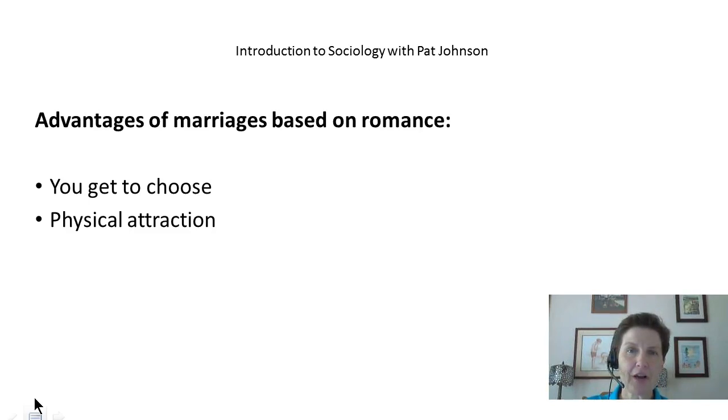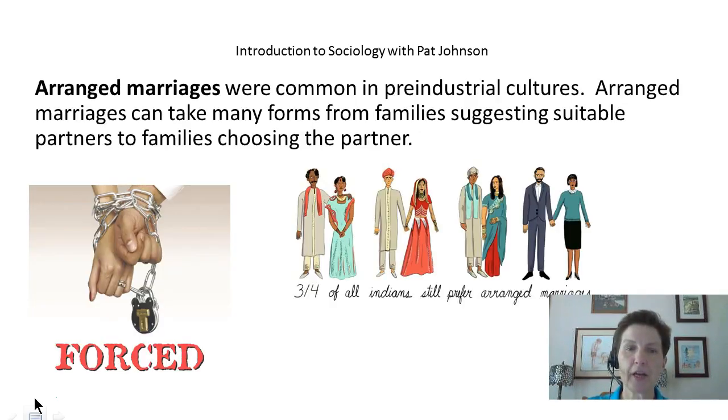Romantic-based marriages are not the only pattern of marriage, though, in our world. In many societies, there are marriages that are arranged. Arranged marriages are very common in pre-industrial cultures, both current day and in the past. Arranged marriages can take many forms. They can be as mild as the family suggesting suitable partners to the family choosing the partner.